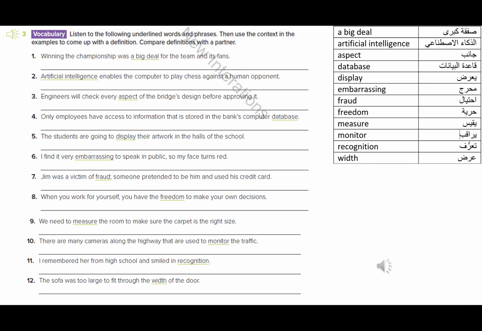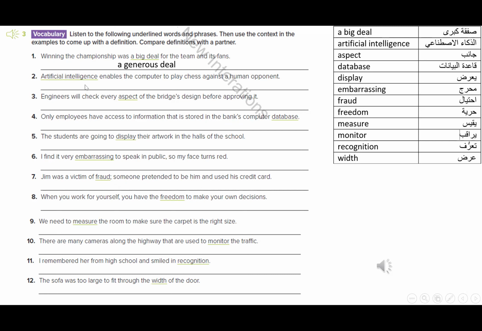Width. Now let's go to the sentences. Number one: winning the championship was a big deal for the team and its fans. So the phrase a big deal means a generous deal. As we agreed, I am not going to write a definition here. I will write a synonym for you. I think writing a synonym is better than defining the word. So a big deal is a generous deal.